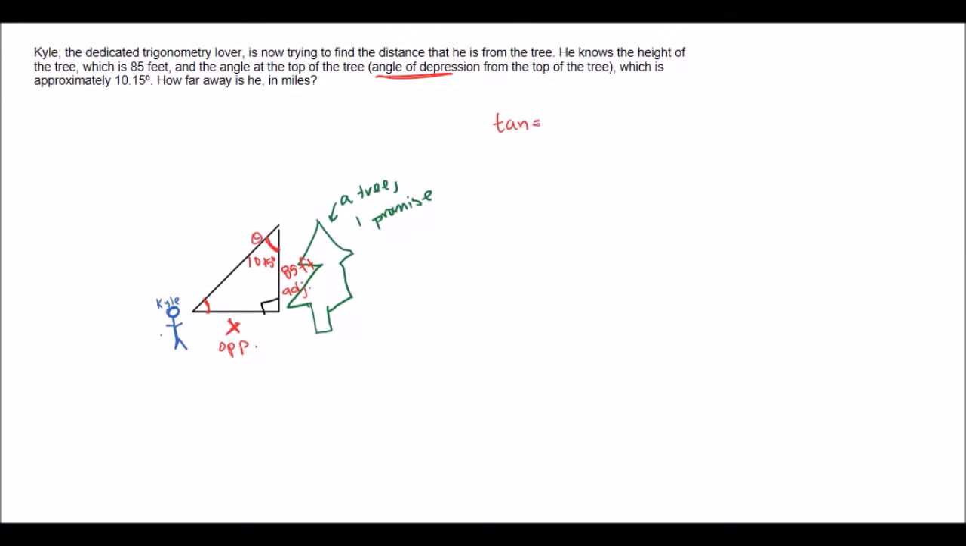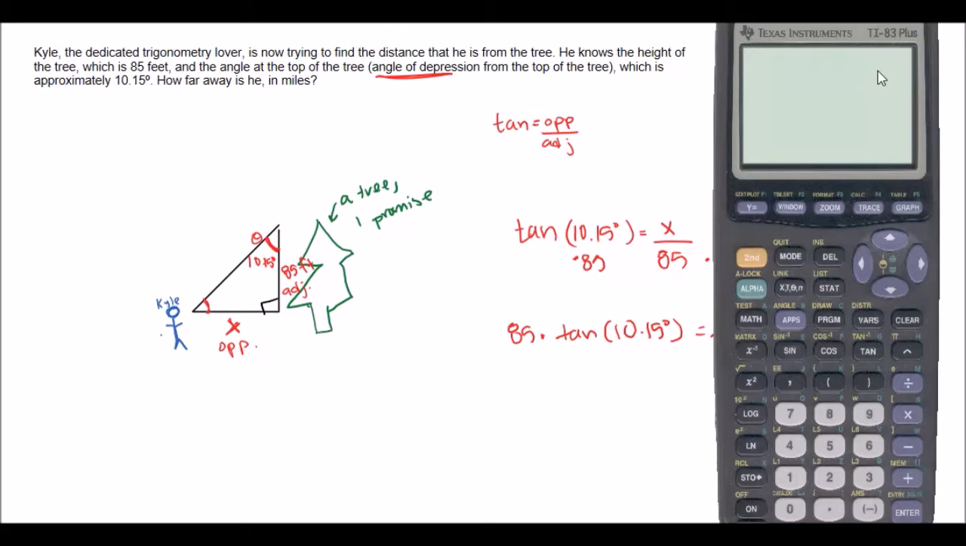So tangent equals opposite over adjacent. So we're going to do tangent of 10.15 degrees equals x over 85. Times 85 on both sides to isolate the x. So we have 85 times tangent of 10.15 degrees equals x. So now what we can do is plug that into our calculator. I'm going to turn the calculator on.